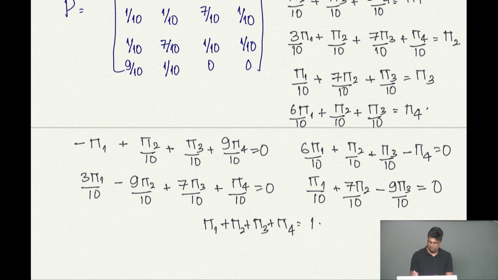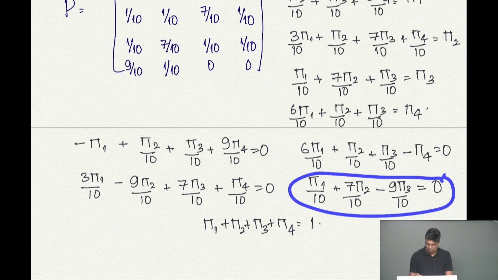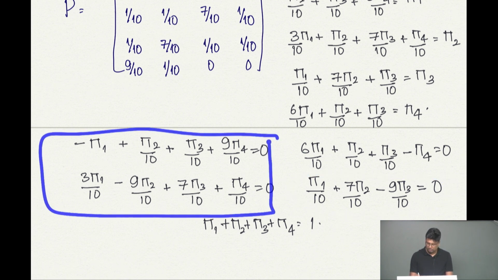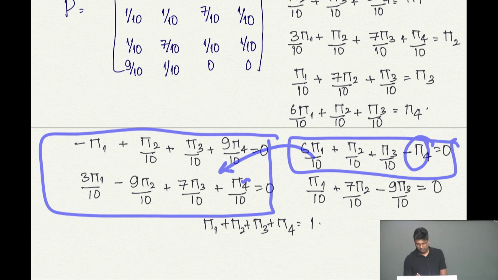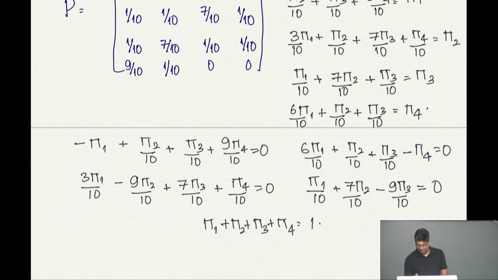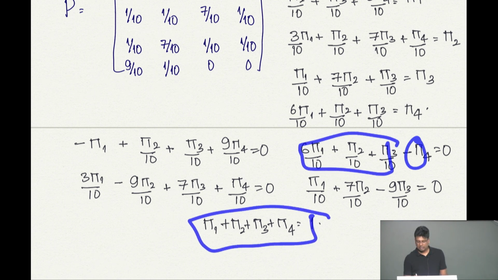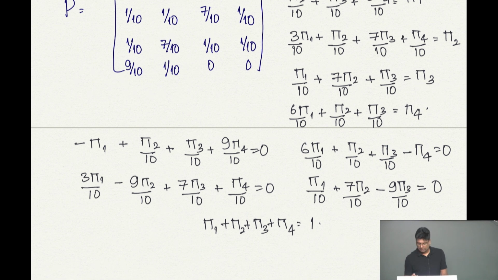So from these two, if you sum them up and add it with this, you get plus pi 4 here and you have a minus pi 4 here. So if you add these three, you get an equation in terms of pi 1, pi 2, pi 3. And again, you can replace pi 4 with this in this equation. And then you get an equation in pi 1, pi 2, pi 3. And then you simplify this. So there are ways to simplify this, but, right? So this is all that is going on.